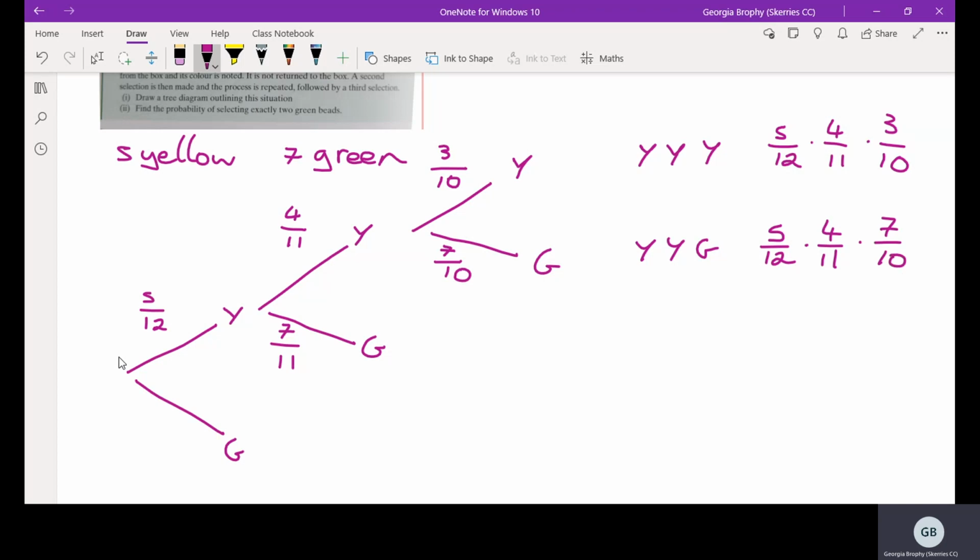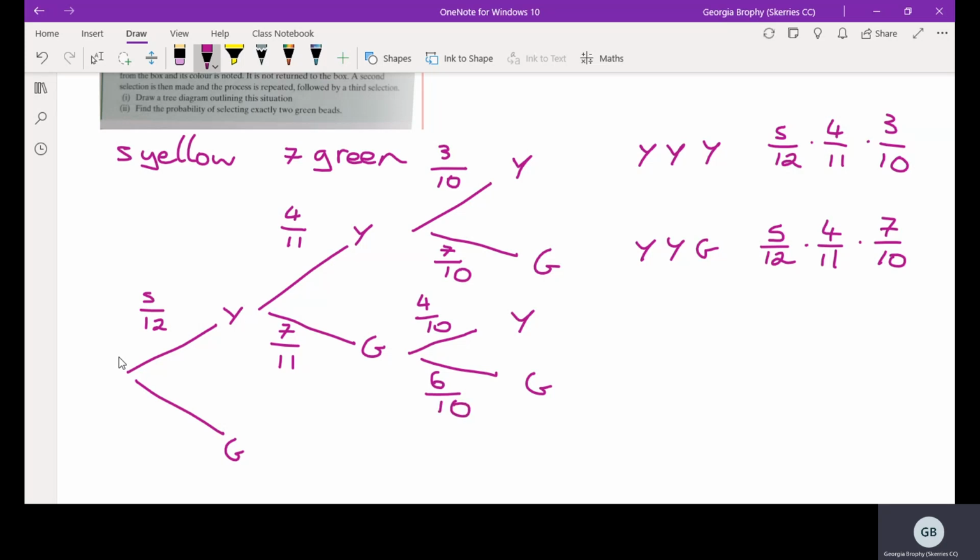Okay, let's say you chose yellow, then you chose green, then after green you chose yellow. Well, at this stage, you've only chosen 1 yellow, so that leaves 4. But the total has gone from 12 to 11 to 10. Or alternatively, you chose yellow, then you chose green, then you chose green. Now, you've chosen 1 green so far. So the greens have gone from 7 to 6 and your total beads have gone down to 10.